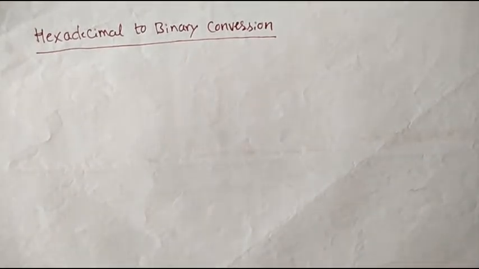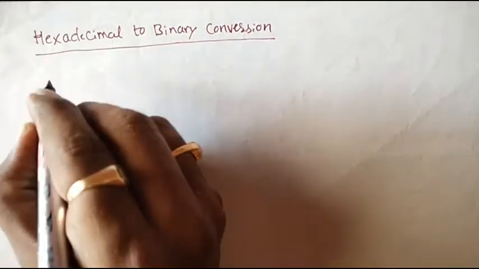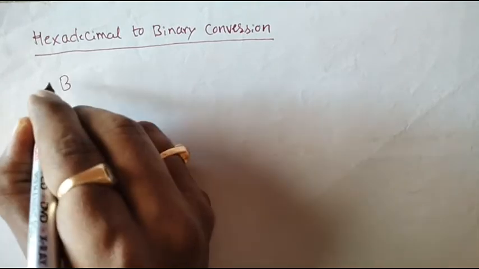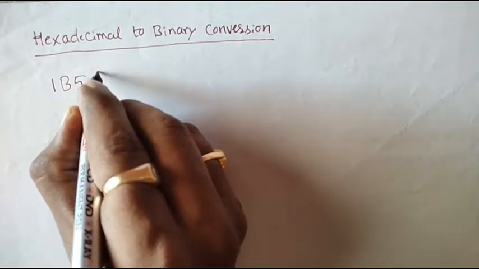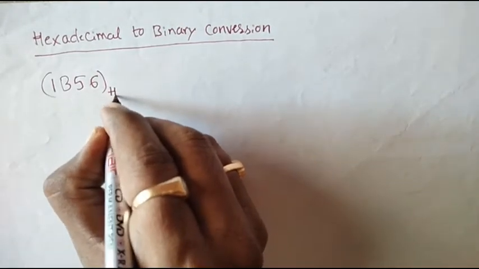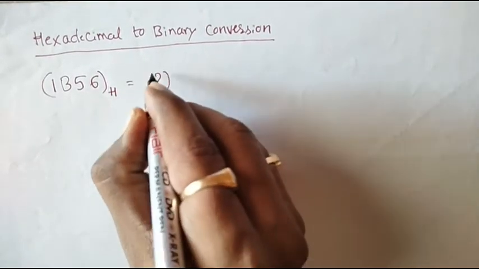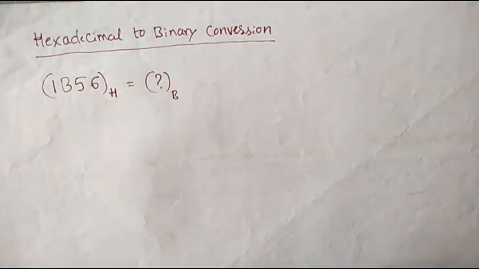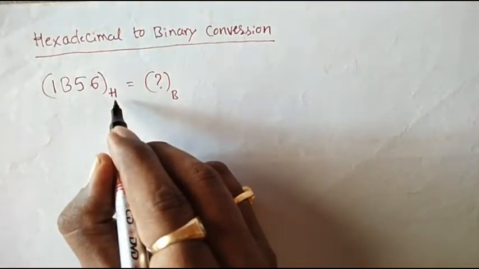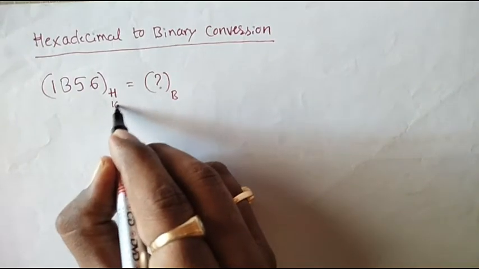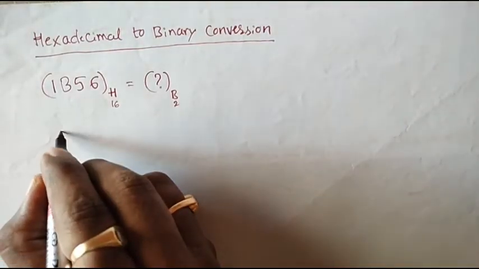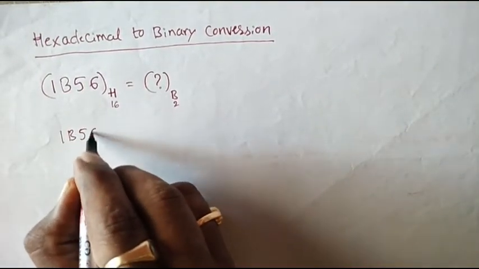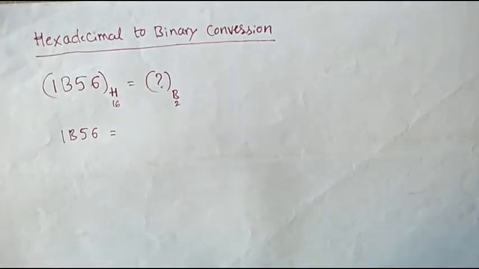Let's see how to convert a given hexadecimal number into binary. Let us take one example: 1B56, which is in hexadecimal. What is the binary equivalent of this? We can use the notation H instead of 16, B instead of binary. This is also valid. While converting a hexadecimal number into binary, you can refer to the table.